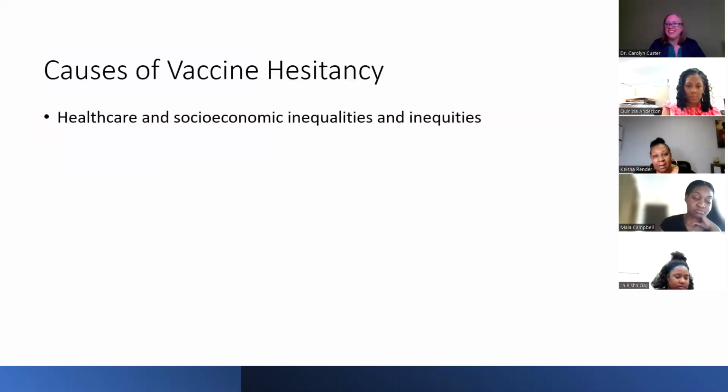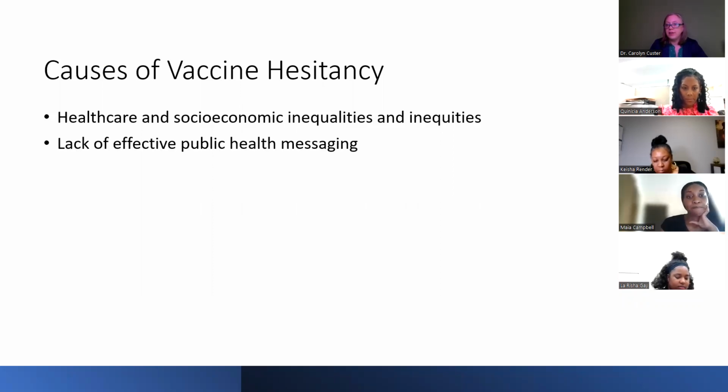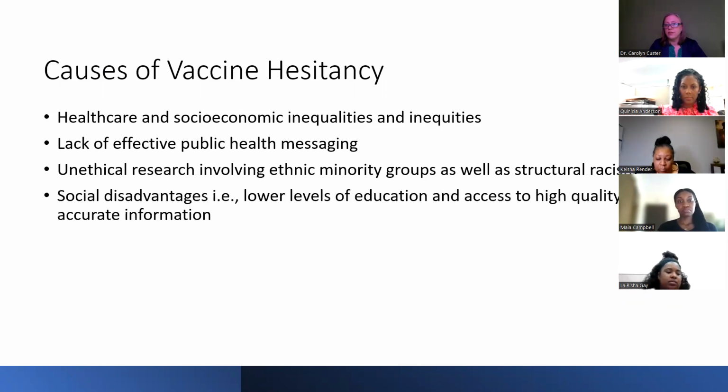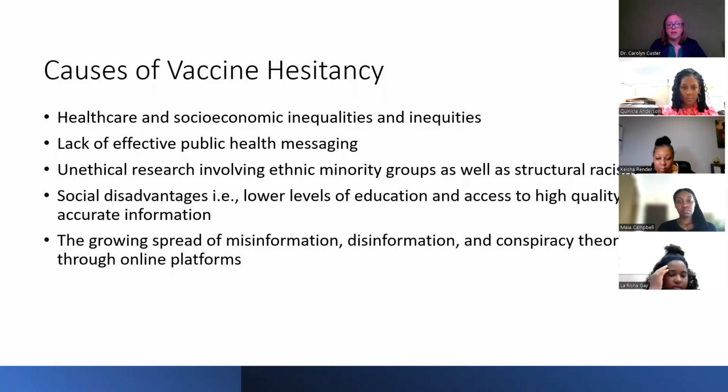Now, causes of vaccine hesitancy. These are things that we've been talking about throughout this session: healthcare and socioeconomic inequities, inequalities, lack of effective public health messaging. Like we've talked about, we need clear, concise messaging. A history of unethical research involving ethnic minority groups, of course, led to mistrust in the healthcare system. So that's another problem. Structural racism, social disadvantages and social determinants.